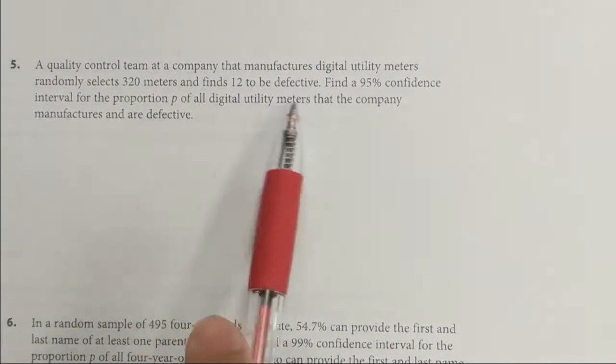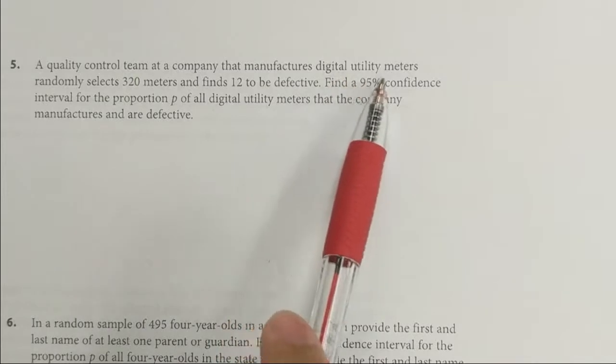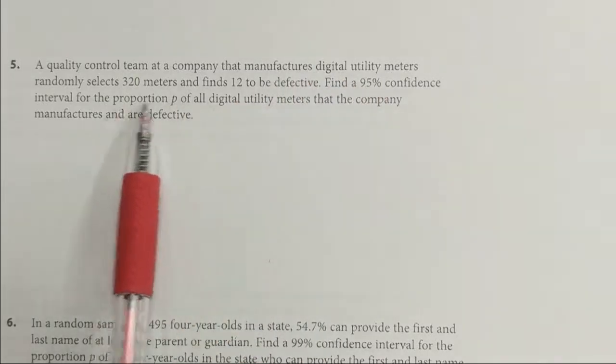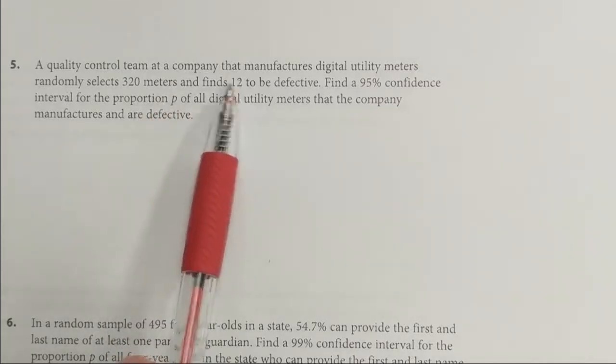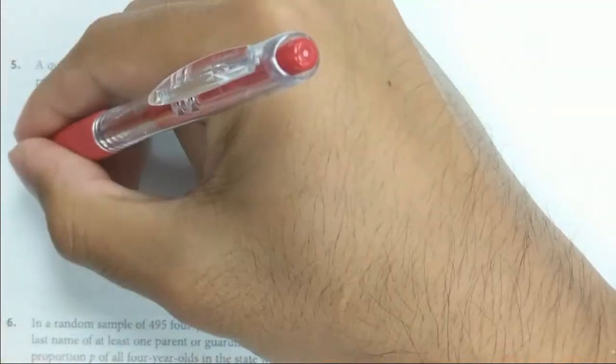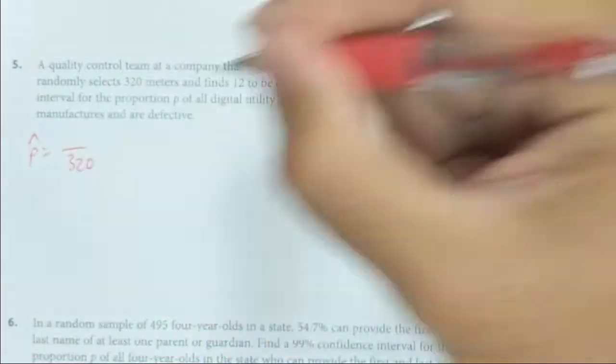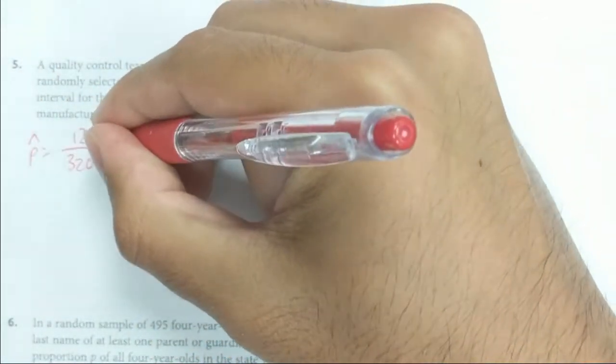Okay, so in this situation, we're checking if these meters are defective or not. So that's a yes or no question, which tells us it's a proportion. We have to find the sample proportion ourselves. Out of 320 total meters, 12 are defective.